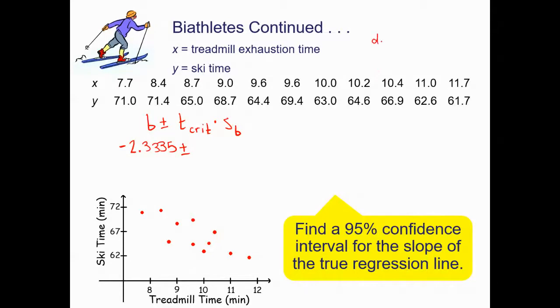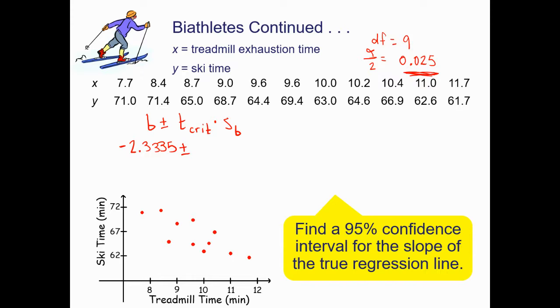So degrees of freedom would be what? 9. That's right. And then it's a 95% confidence interval, so we're going to have to divide alpha by 2 before we look in our table. Alpha is 0.05, so we're going to want to look at the 0.025 level. So there's our degrees of freedom. That's the column we want to look in.